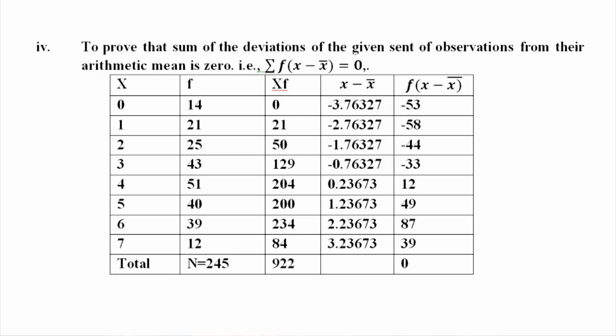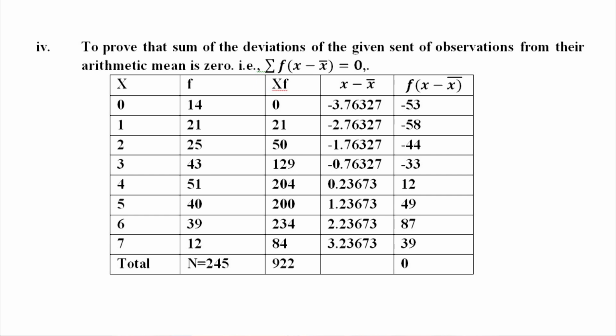In order to prove that sum of the deviations of the given set of observations from their arithmetic mean is 0, first we shall consider the deviation of the observations from its mean. The values are minus 3.7632, minus 2.7632, minus 1.7633, minus 0.7633, 0.23673, 1.2367, 2.2367, 3.2367, which are entered in column 4.